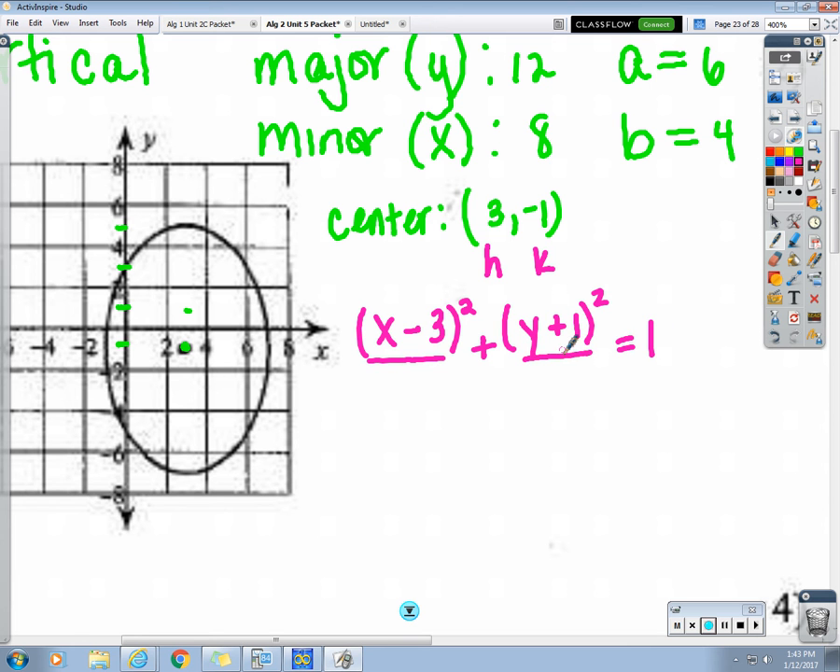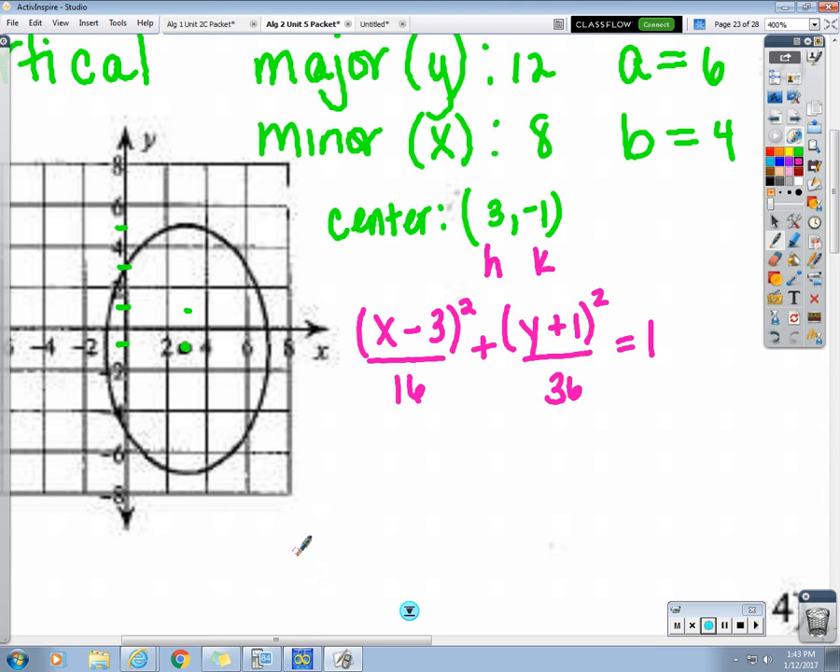Right, now, if you're having trouble remembering where A and B goes, you just need to remember, since the major axis is the y-axis, the bigger number has to go under y, and the smaller of the numbers has to go under x. So that's why I write it out like this, so that I see right away, okay, y goes with A. So under the y, I put the 6 and I square it. And then x goes with B. So under the x, I put the 4 and I square it. Does that make sense? Okay, now we've got the equation of this ellipse.